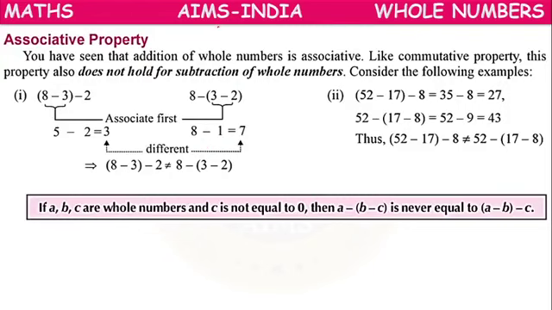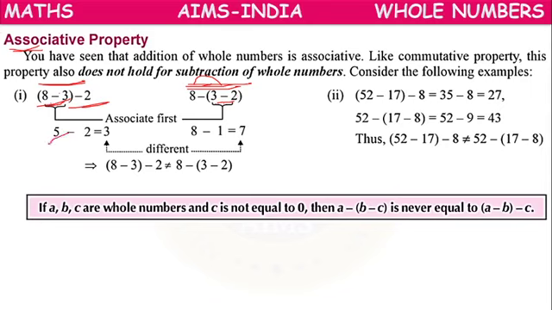Next, the associative property. Associative property means we have to take three numbers, like in addition, group two numbers together and then subtract the third number, or group the second and third together and then subtract from the first number. We change the grouping. In one case, first and second are grouped; in the second case, second and third are grouped. Let's see the result.